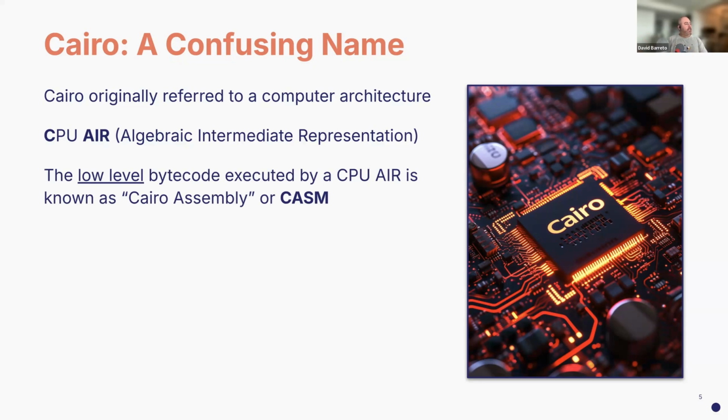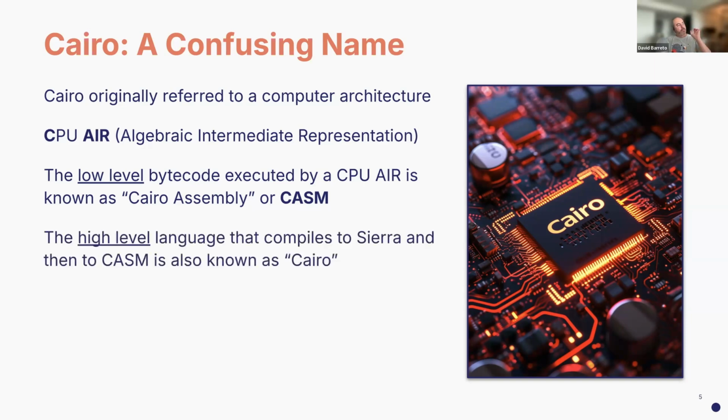Now, the low-level bytecode that is executed in this type of CPU created by Starkware is known as the Cairo assembly, or we sometimes just refer to it as CASM as an abbreviation. People thought that Cairo came from the Egyptian city. It's a play on the word, but the real reason it's called Cairo is because of CPU AIR.